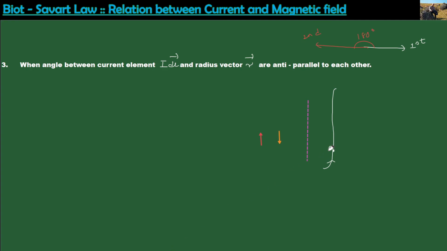So let us take this as the point P, and I will take the current element from here. Let us take this current element in the opposite direction. Let us consider that the current is moving in the upward direction. This will be the current element. Upward direction, and I will be in the downward direction. So this will be the direction of I.